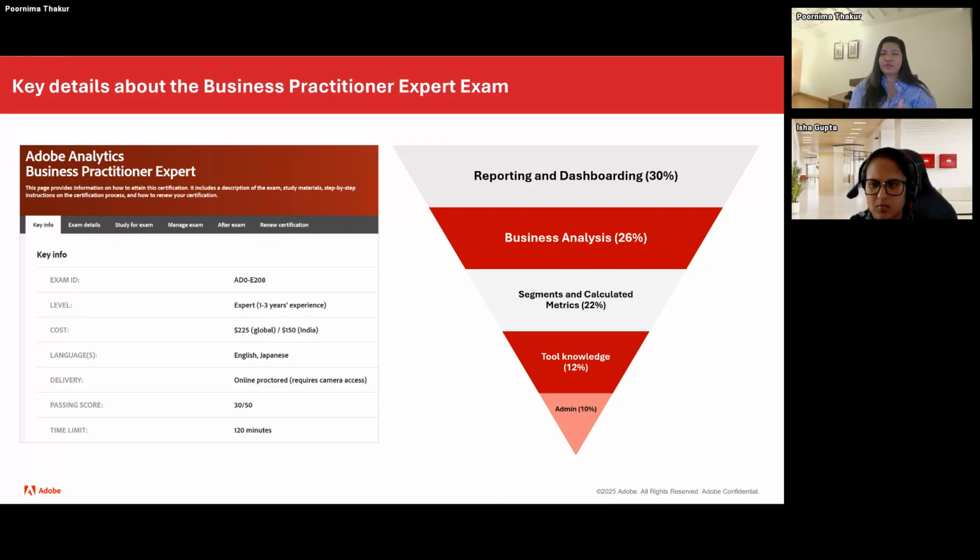They have been also mentioned in previous sessions, but I'll at least just walk you through this key information here. So, this is the exam ID. Of course, level, like I said, recommended 1 to 3 years of experience within the tool to be able to give this exam. Well, cost is $225 global, but for India, it's $150.